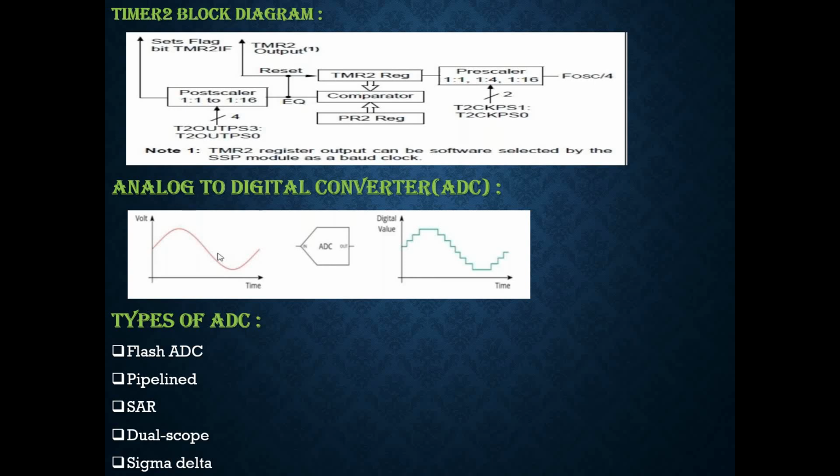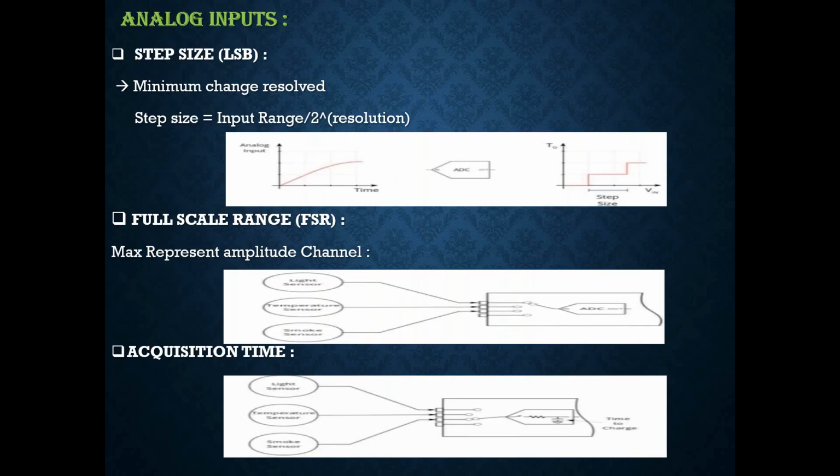Now another important component is the analog to digital converter, called ADC. ADC converts analog values into digital values. Types of ADC: here we see there are more types of ADCs. First, the flash ADC, pipeline, SAR, dual slope, and sigma delta. For the analog inputs we have to see the terms step size, full scale range, and acquisition time. The three diagrams represent what they are and how they are working.